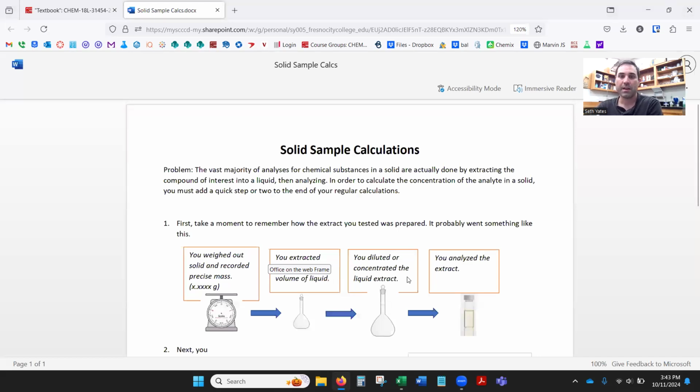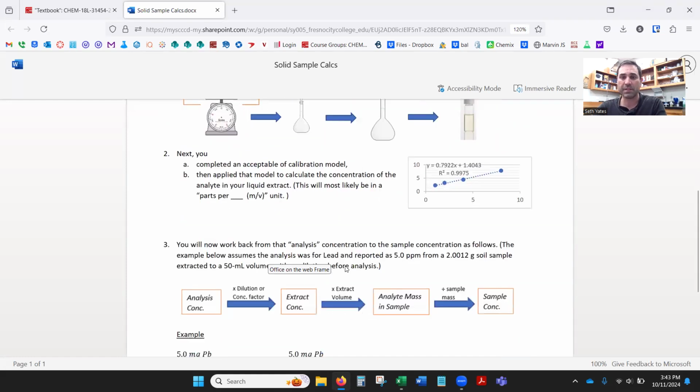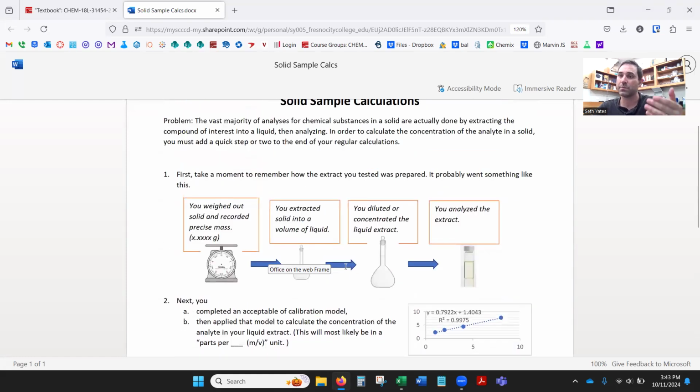So the key here is to understand the process that you did to get to that sample that you analyzed. So this is sort of a dummy analysis that we've worked out so we can understand then how the calculations might work. So first, we weighed out a sample. Okay. So then we performed some kind of extraction. We added water to it, leached out whatever was in it into water, or we did something else.